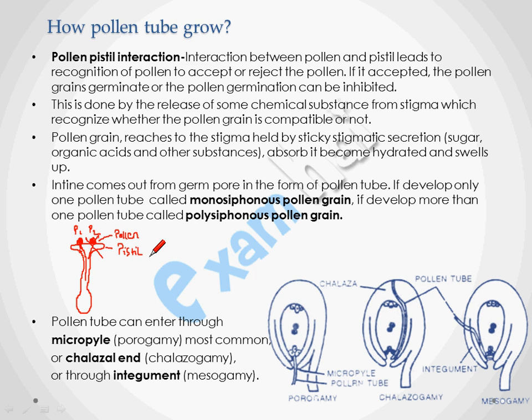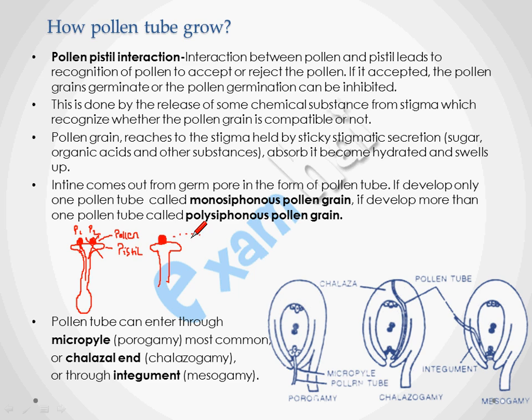When the pollen reaches the stigmatic surface, the pollen is in a dehydrated condition. The stigma releases some sticky secretion, made up of sugar, organic acid or other substances, which is absorbed by the pollen, and then the pollen becomes hydrated and swells up.